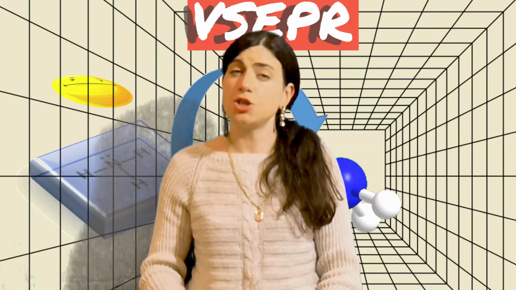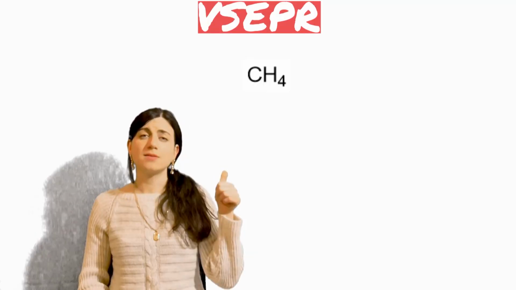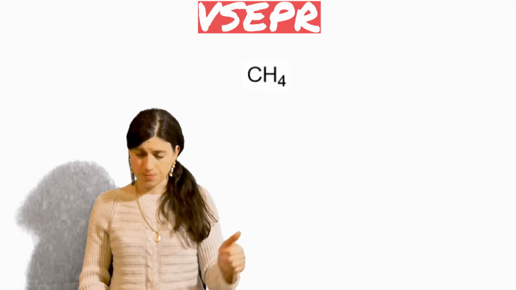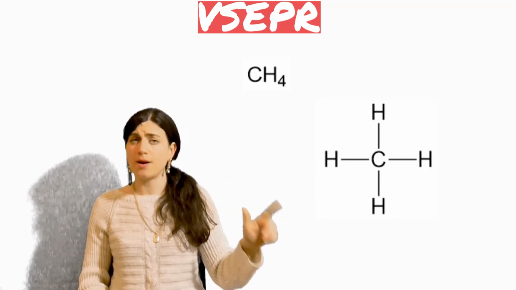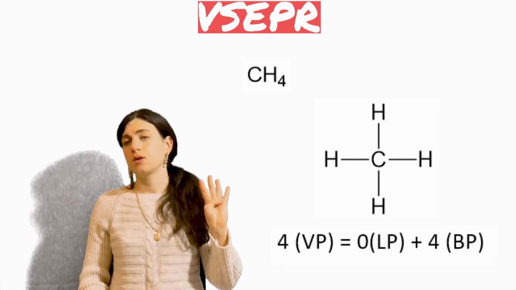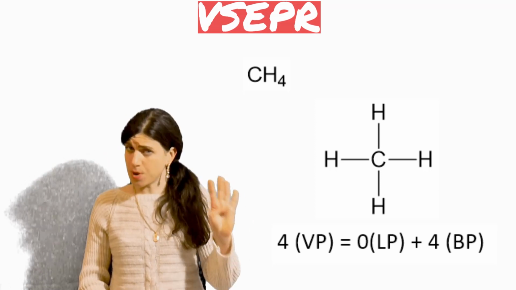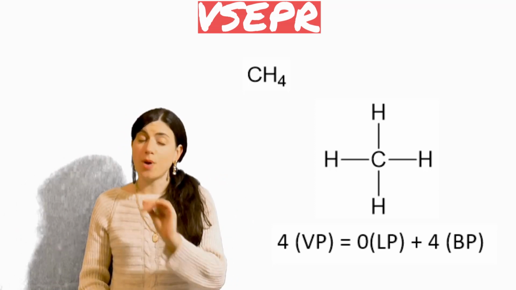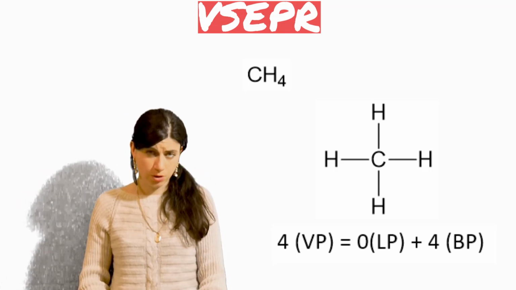Let's take CH4, so methane. Let's follow our first rule. Let's write the Lewis structure. Let's count how many valence pairs we have there, how many lone pairs and how many bond pairs. As you can see, we have 4 valence pairs, and all of these 4 valence pairs are bond pairs. This means that we have 0 lone pairs in the molecule.